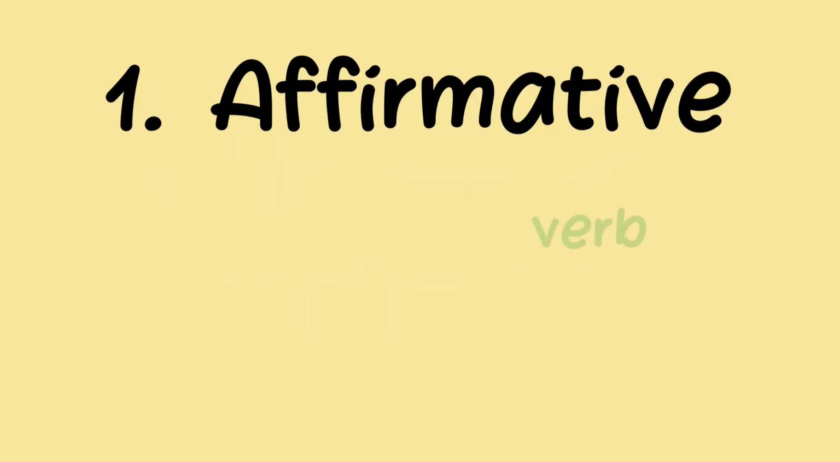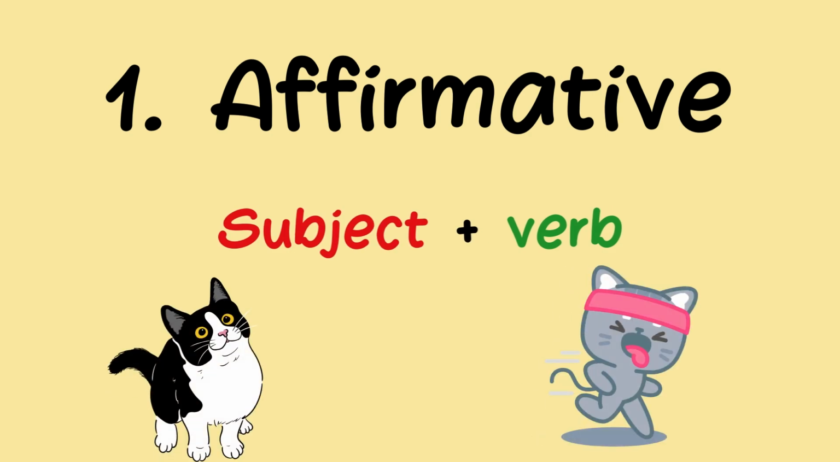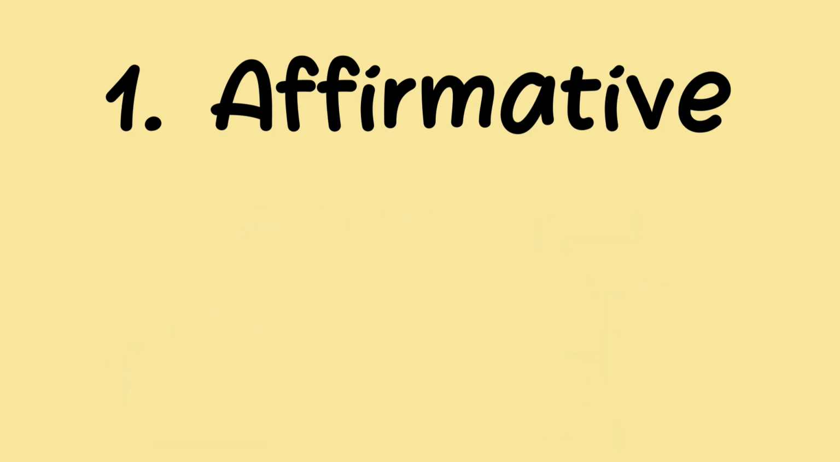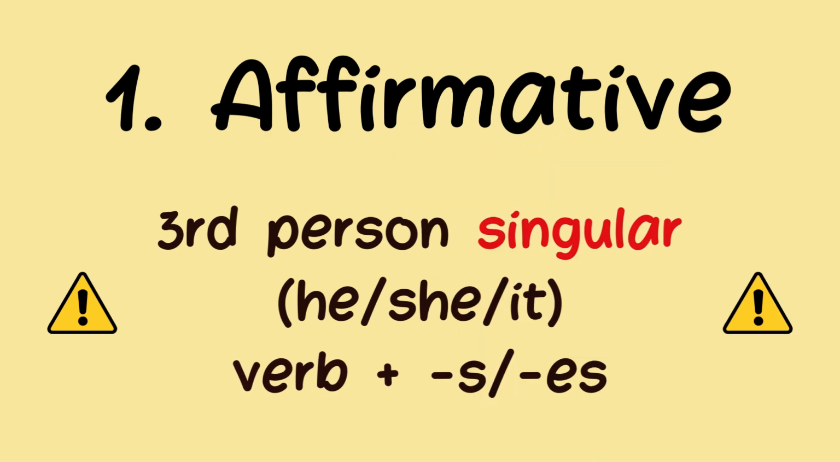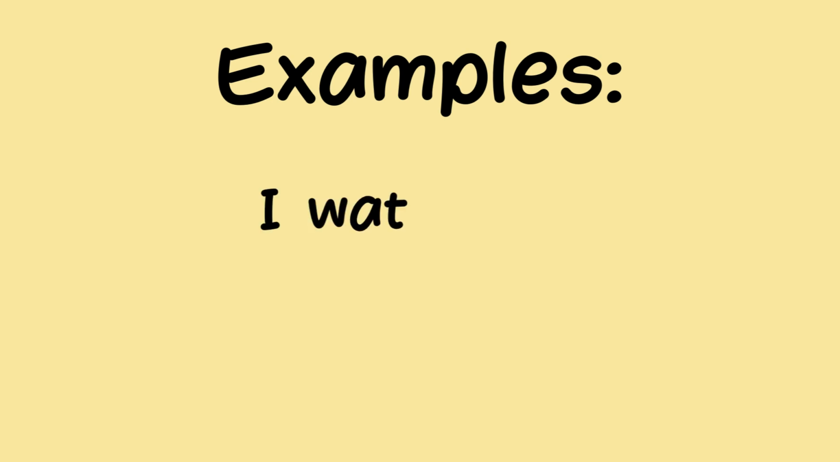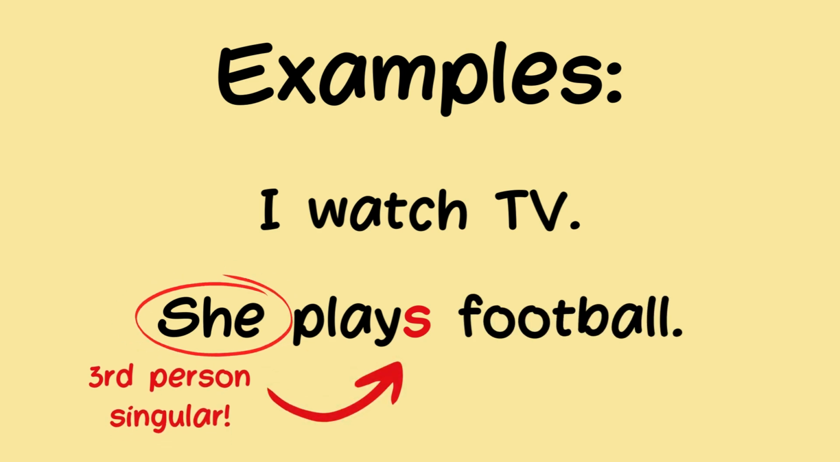For the affirmative, we need a subject and a verb. In the third person singular, he, she, or it, we need to add an S or an ES at the end of the verb. For example, I watch TV. She plays football.